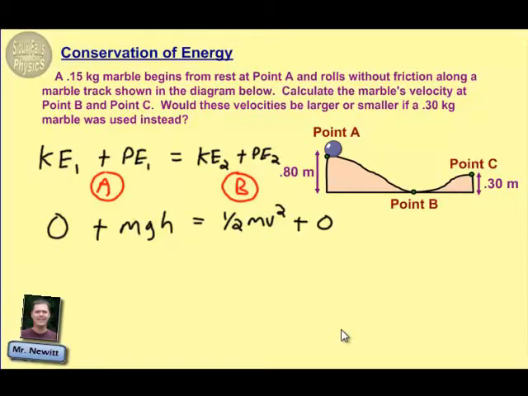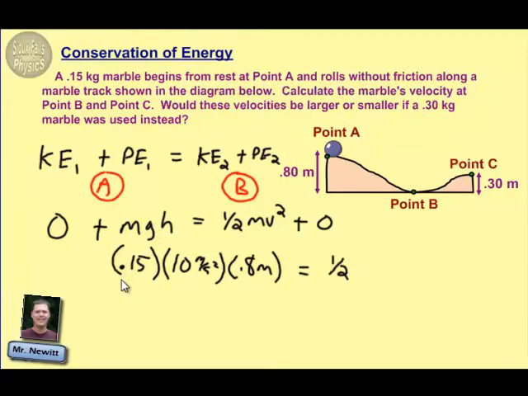Now, keep in mind, we are asked to find the velocity at point B, so it is that velocity that we're interested in. We should be able to fill in everything else that we already know. So plugging in, the mass of the marble is 0.15 kilograms. I'll use the value of 10 for gravity. And the height the marble started at was 0.8 meters. I'm going to set that equal to 1/2, again the mass of 0.15 kilograms, and I do not know the velocity. Remember, that's what I'm trying to find.